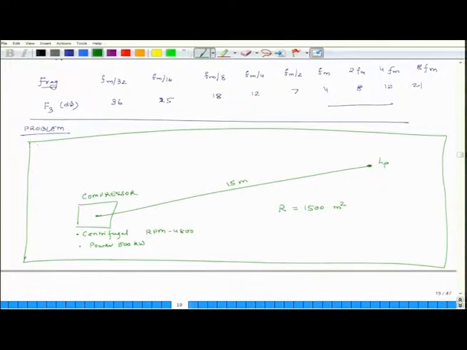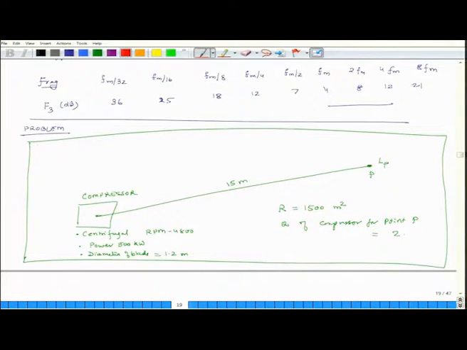What else? The diameter of blade is 1.2 meters, and the directivity of the compressor for point P is given as 2.